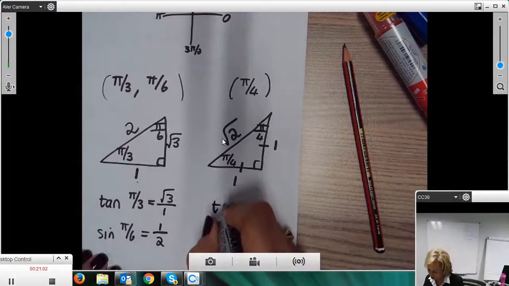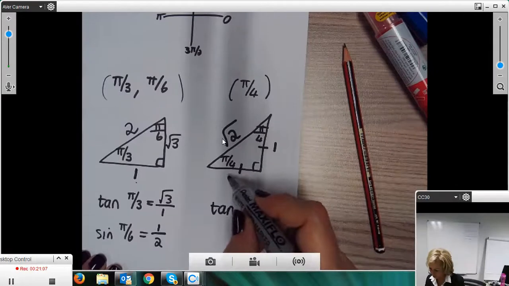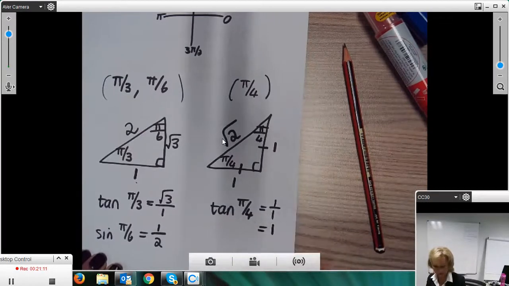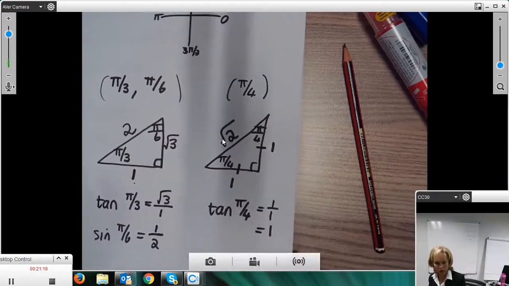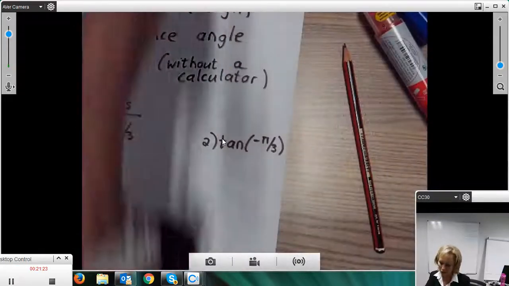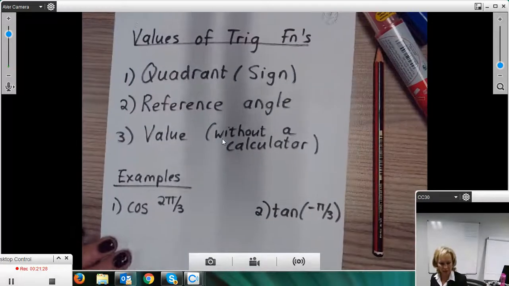If I want to do anything with 45 degrees or pi by 4, for example, tan is opposite over adjacent, 1 over 1 is 1. And that is why it's very important to reduce all your angles to these acute special angles so that you can just read off the ratios. Alright, so let us look at then how we're going to evaluate the trig functions.